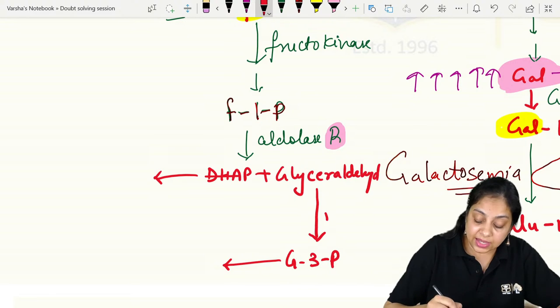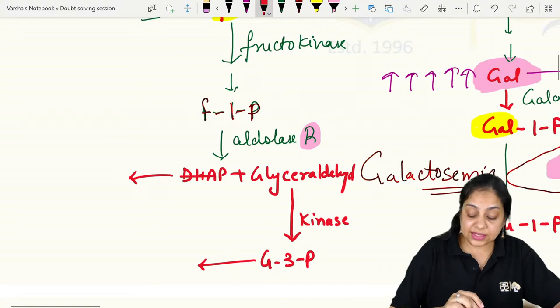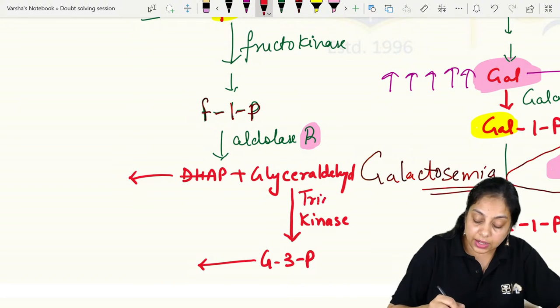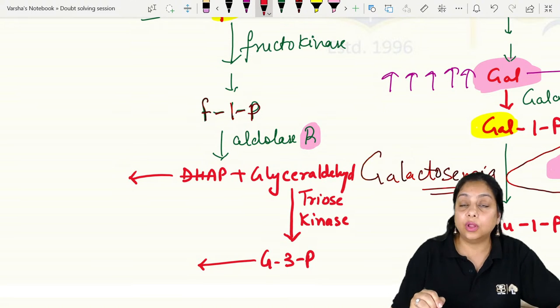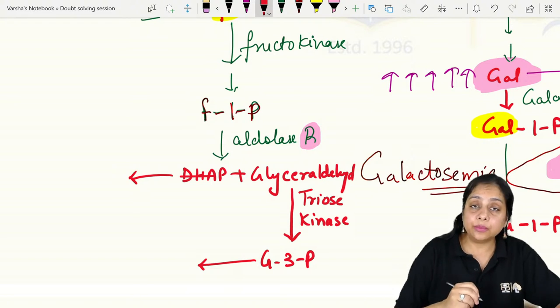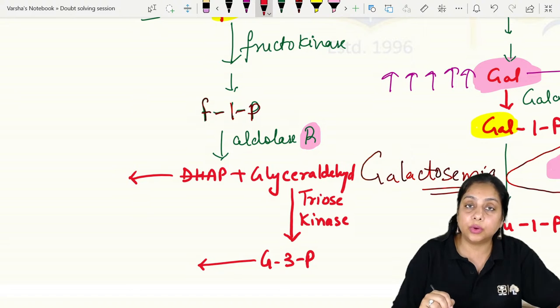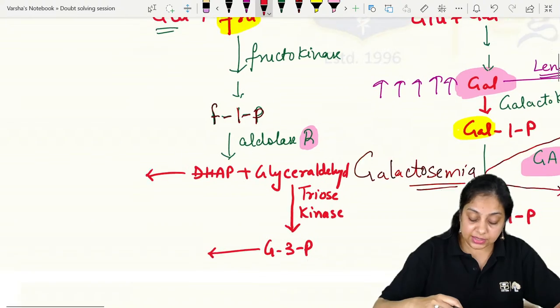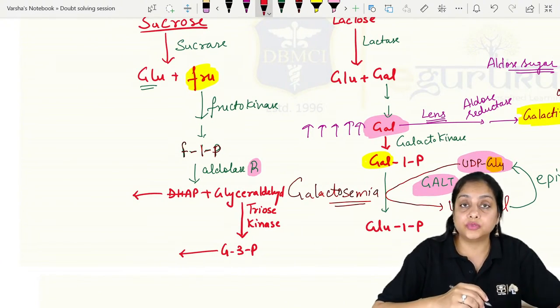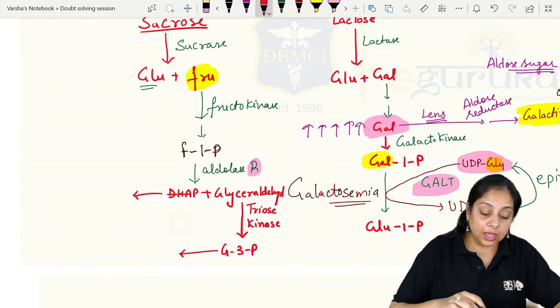And what is this enzyme? The enzyme is a kind of kinase. What kind of kinase? Since this is acting on a 3-carbon molecule, we call it triose kinase. Then you have the glyceraldehyde 3-phosphate, and both molecules can join the glycolysis pathway. This is how we are consuming the fructose, directing the fructose to glycolysis.